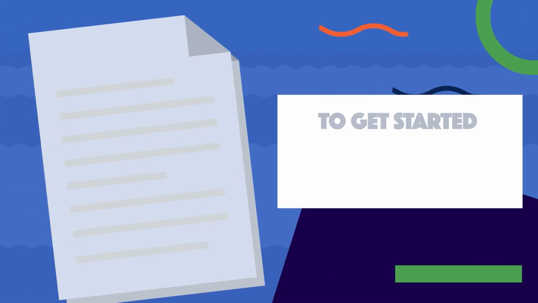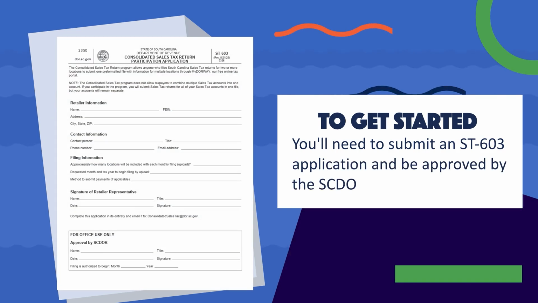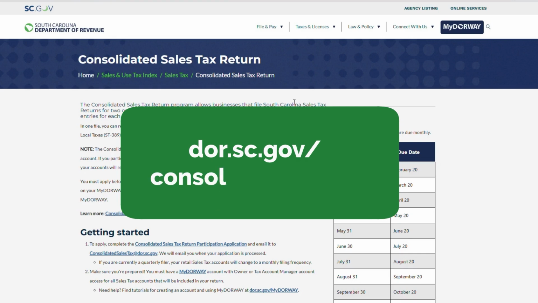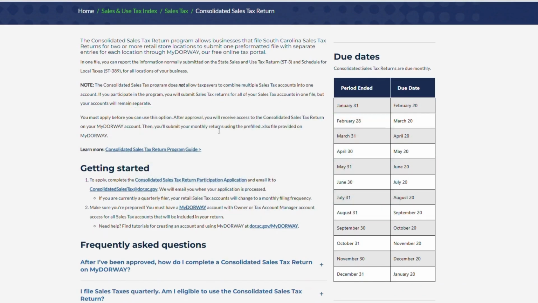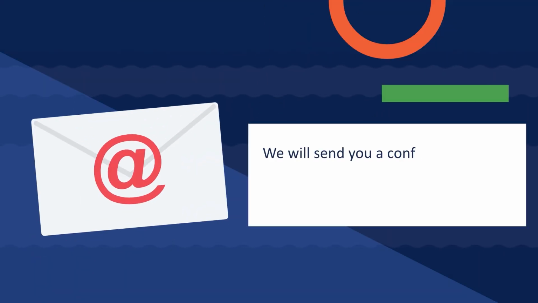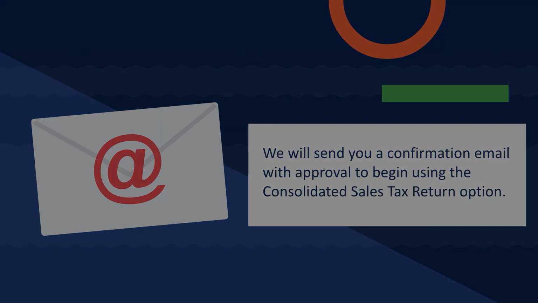To get started, you'll need to submit an ST603 application and be approved by the SCDOR. Visit dor.sc.gov/consolidatedsales and fill out the Consolidated Sales Tax Return application found in the Getting Started section. Once you're finished, email the completed application to Consolidated Sales Tax at dor.sc.gov. After we've processed your application, we'll send you a confirmation email with approval to begin using the Consolidated Sales Tax Return option. Now, back to MyDORWAY.